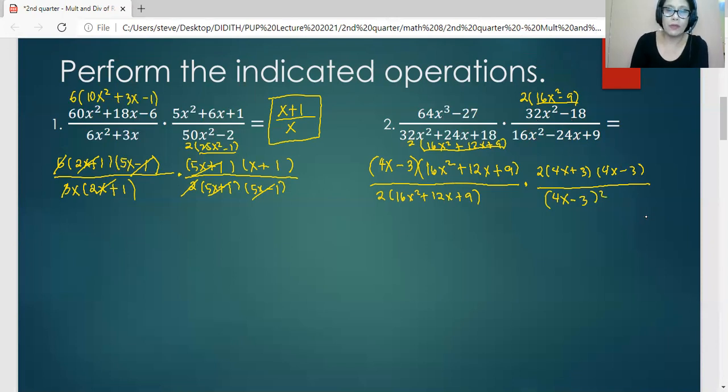So we will cancel the common factors now. So on the numerator, we have 2 times 4x minus 3, and then this is the other one. And then we also have 4x minus 3 quantity squared. So we will cancel the 2 times 4x minus 3 here and this one. And then we have this trinomial factor, the same as this one. 2 is the same as this 2. So the remaining expression is the answer. So we have 4x minus 3 here. Next.